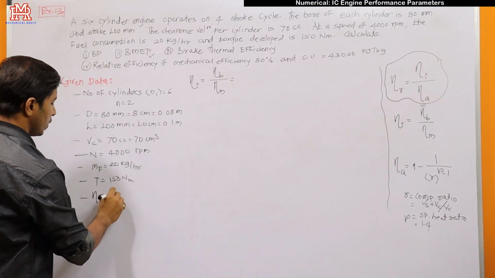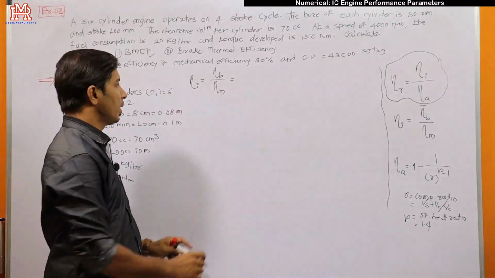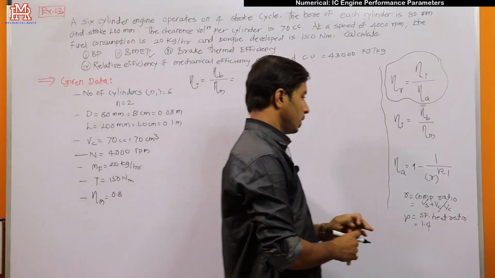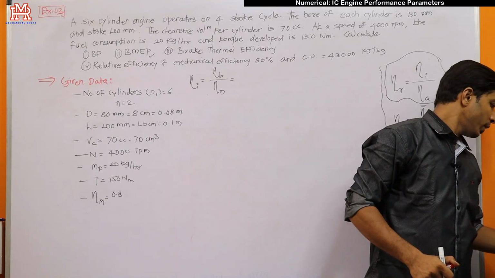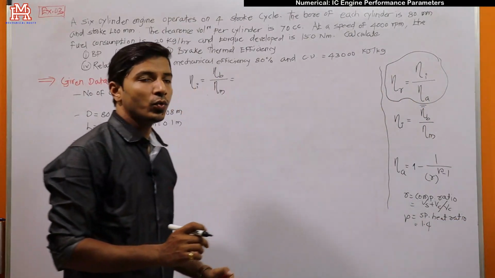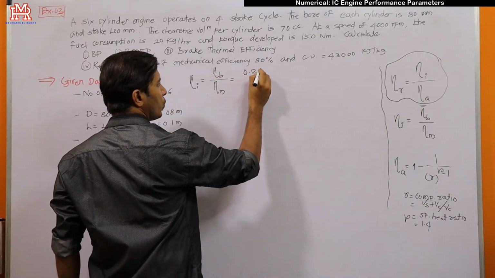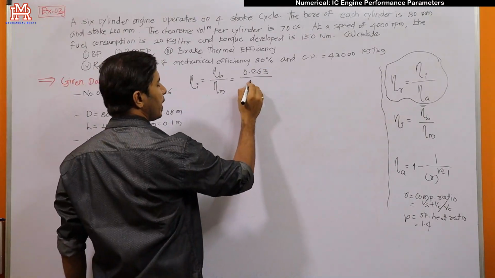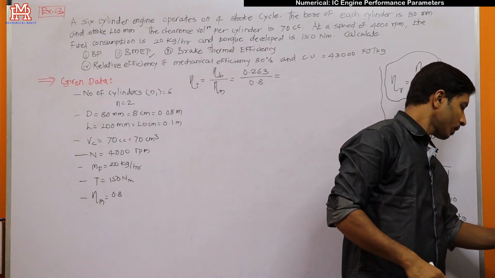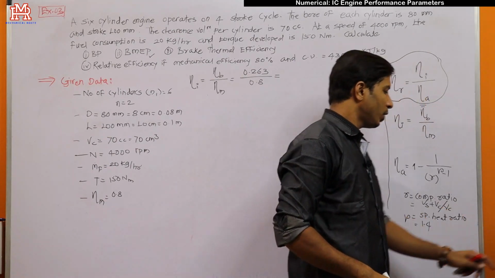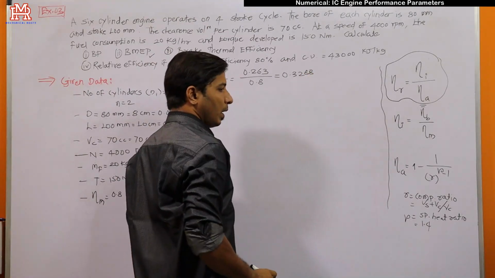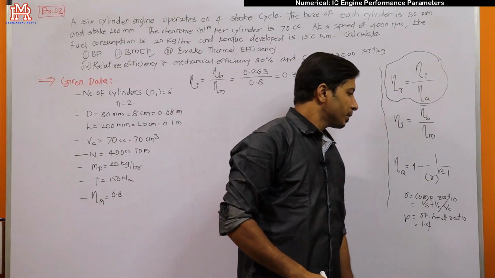Nm is equal to 0.8. 80% means 0.8, so you need not calculate this value. So brake thermal efficiency, what is the value which we have already calculated? 26.3, or 0.263. 0.263 divided by 0.8. So indicated thermal efficiency is 0.3288. And now you can move on to calculating this.